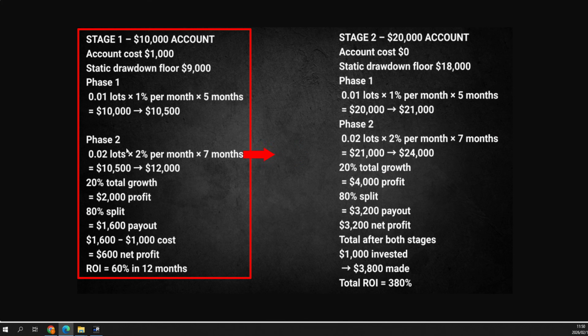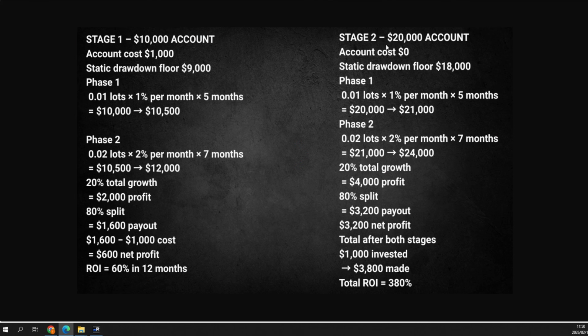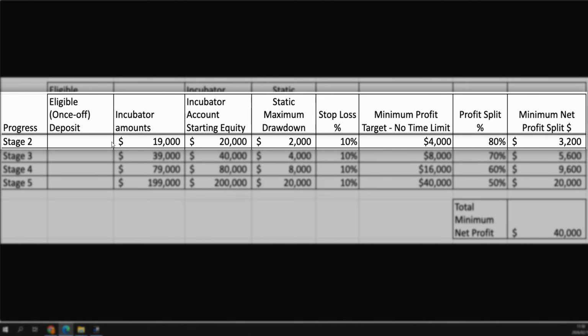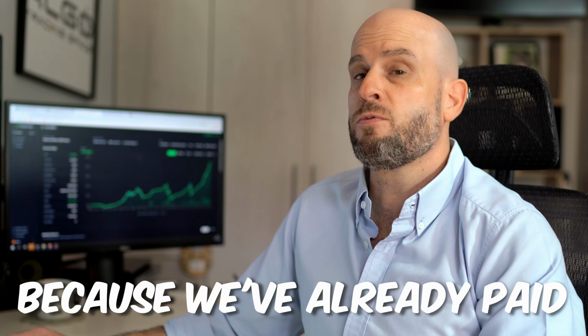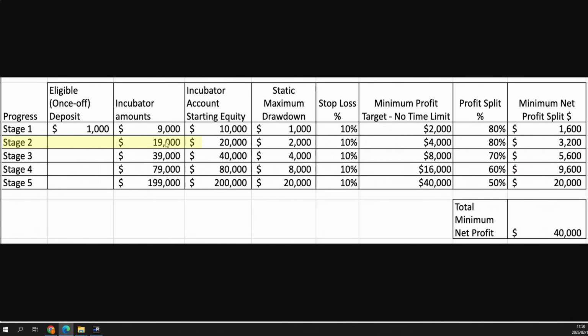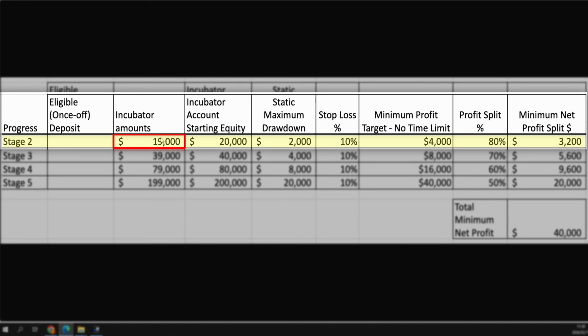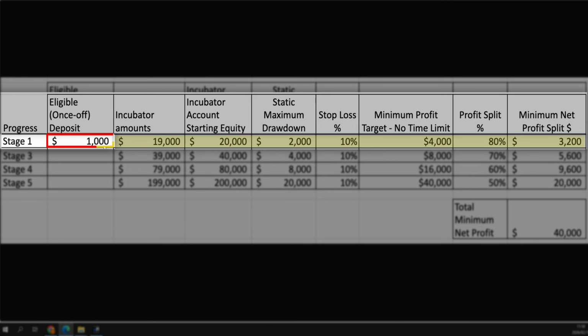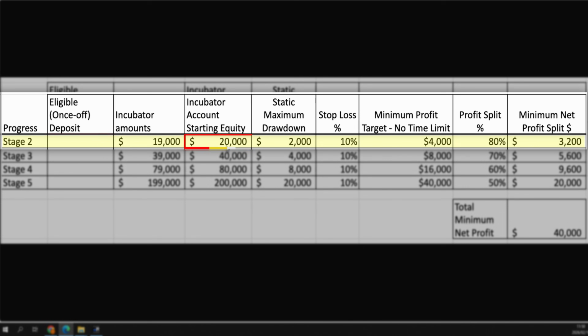Once we have passed stage 1, we move on to stage 2. Now here, if we look at the graphic again, you'll see that once we get to stage 2, we don't have to put in an initial deposit because we've already paid for the account. The next stage is actually free of charge, so you don't pay more. So you get $19,000 in incubator funds plus the $1,000 you paid on stage 1, so you have $20,000 to trade with.